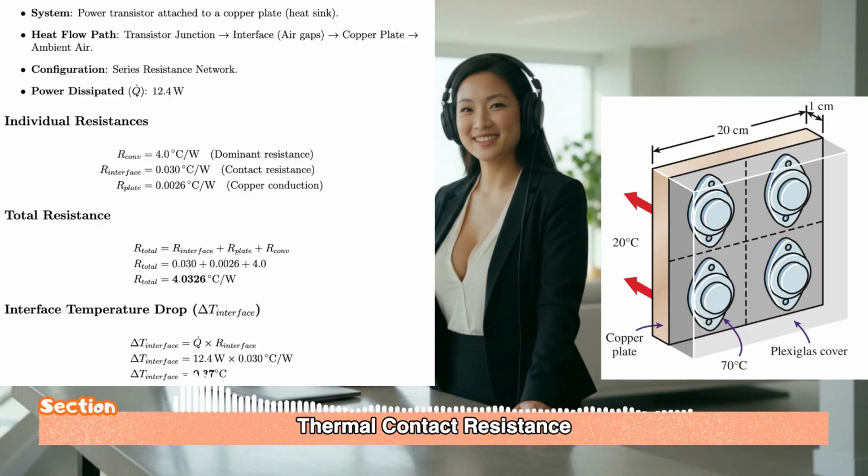What stands out here is the massive dominance of the convection resistance. That 4.0 is huge. The system's ability to get rid of heat is almost entirely limited by how well it can dump that heat into the surrounding air. That's the system bottleneck. It is.